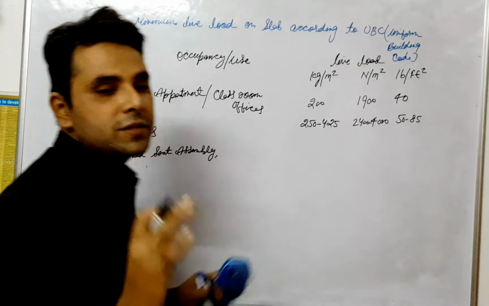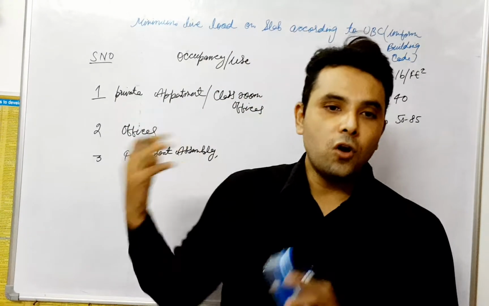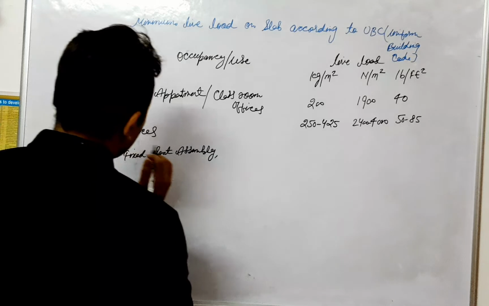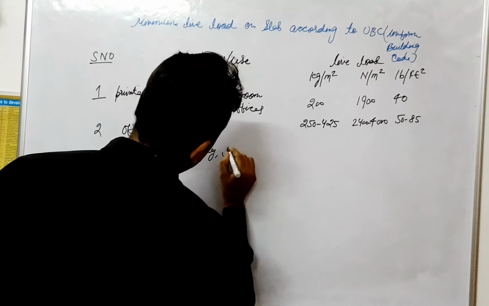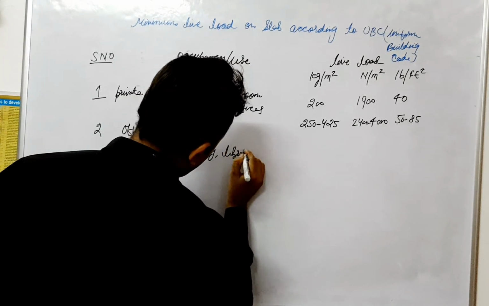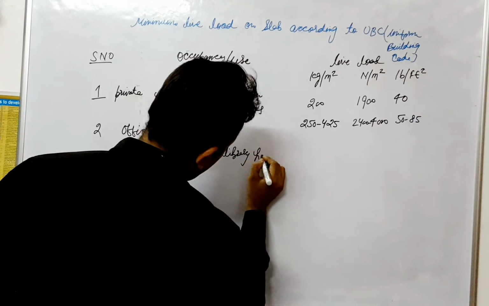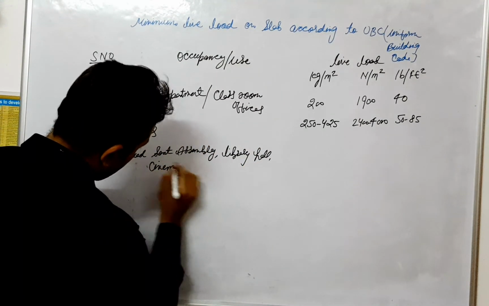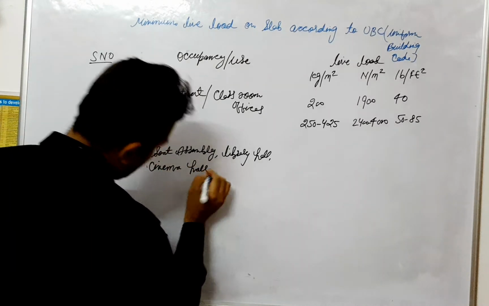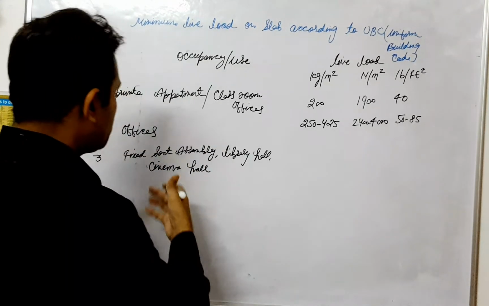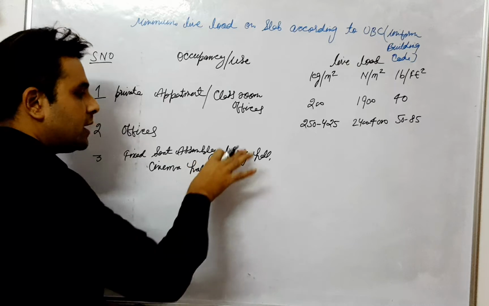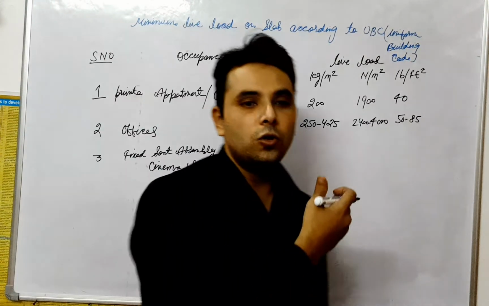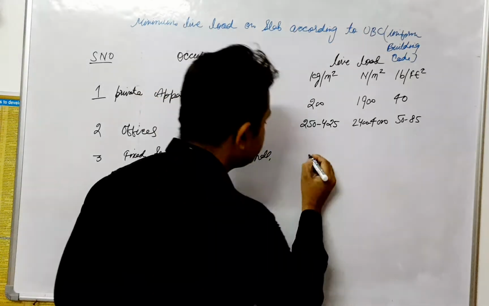In the case of fixed seat assembly, or in the case of library hall, or in the case of cinema hall. If you are going to design any fixed seat assembly, library hall or any cinema hall, in that case the value of live load in kilogram per meter square is taken as 300.